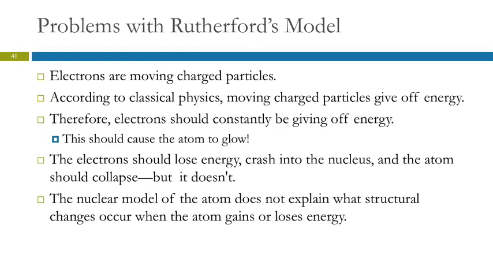So electrons are charged particles, and they're moving. And according to classical physics, moving charged particles give off energy. So if that's the case, then electrons should be constantly giving off energy, which means that at least some atoms should literally glow. And the electrons should lose energy, and losing energy, they should crash into the nucleus and the atom should collapse, but it doesn't. So the nuclear model of the atom is not explaining what structural changes occur when an atom gains or loses energy. So we have to go a little further.